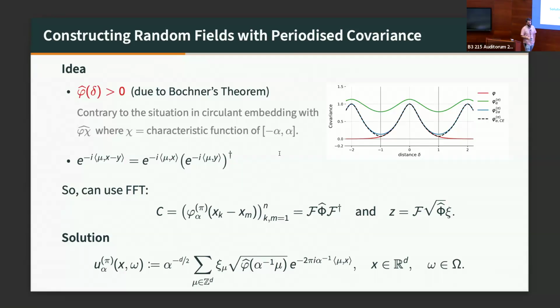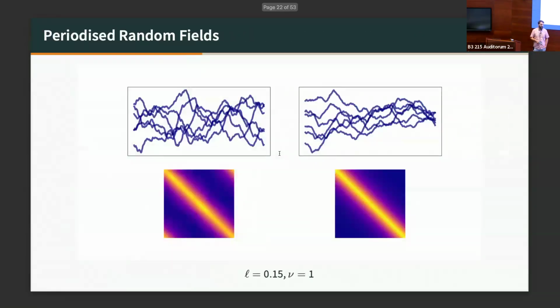Sure. So what does periodizing do? To the naked eye, it's a little bit hard to see, but this would be an example of a periodized one in 1D with the covariance matrix here. This would be a non-periodic, correct one, which is isotropic across the whole domain. So in the interior, they look similar, but obviously trajectories have to match when they come to the ends.